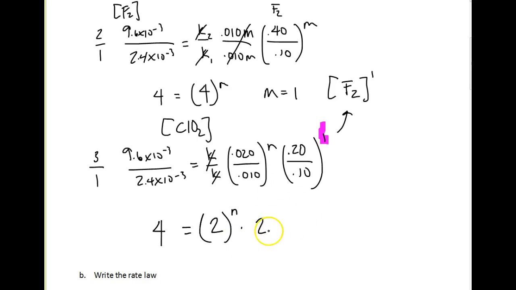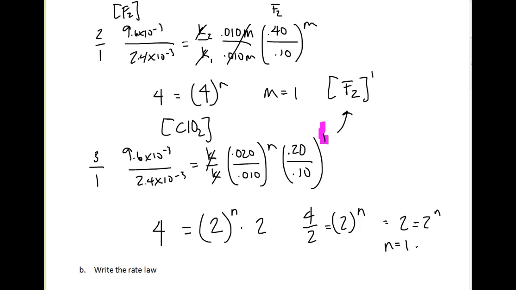Before we solve for n, let's algebraically manipulate this equation. We're going to say 4 divided by 2 is equal to 2 raised to n. 4 divided by 2 is going to equal 2, so 2 equals 2 raised to n. So obviously n is equal to 1. And that's how we go through and solve that, just by plugging that value back in.